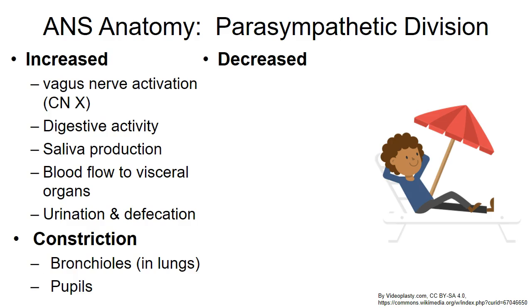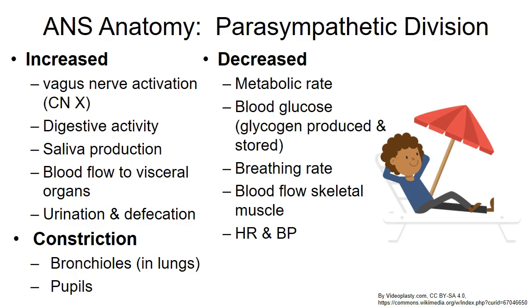All right, so what's decreased? Well, a lot of things that decrease we're going to see are associated with the sympathetic nervous system as well. So the metabolic rate, we should see that go down. Blood glucose should go down because we're trying to store nutrients because we're resting and digesting. Store them for later in case we're out hiking and we see a bear, right? Okay. Breathing rate should go down.